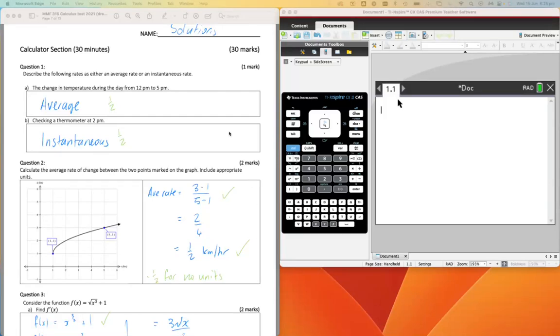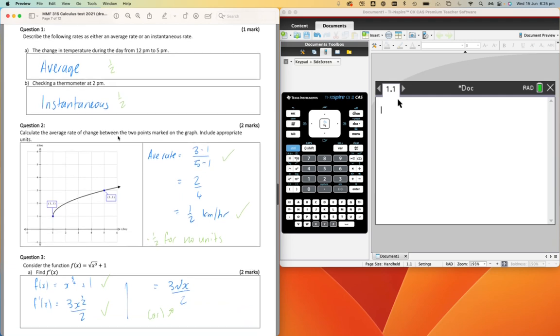Hello, in this video I'm going to have a look at the calculator section of the 2021 exam, or test, sorry, with a specific interest in showing you how to use the calculus functions of your calculator, which I don't think I've done before now. First things first, I will go through the whole lot, but some of it's just pretty basic and I'm not going to do it.